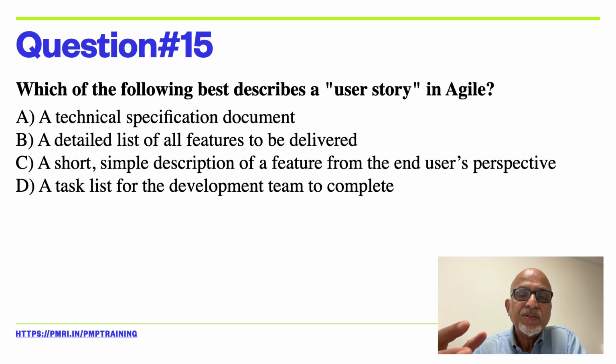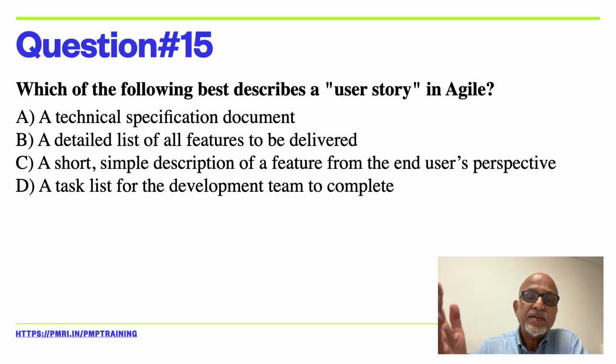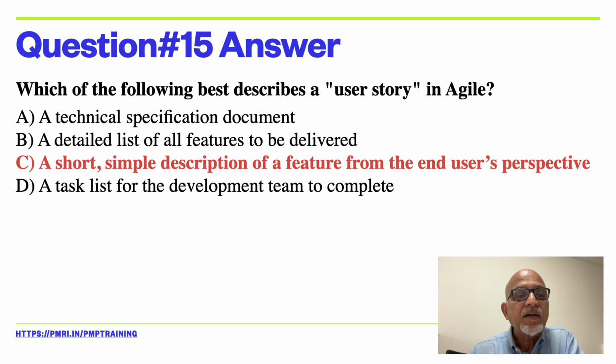So typically a user story contains a header, a high-level description of the feature to be developed, the definition of done, and sometimes there can be discussions happening around it. So all those discussions are captured in the form of conversations. So it is a simple document explaining a feature from the user's perspective. So the correct answer: a short, simple description of a feature from the end user's perspective.